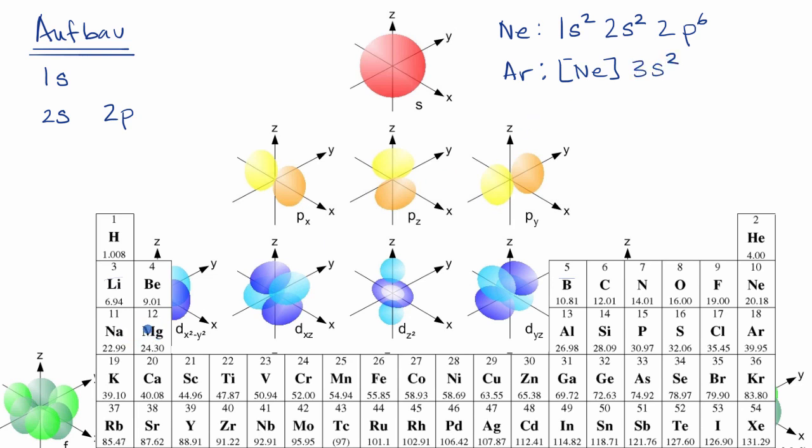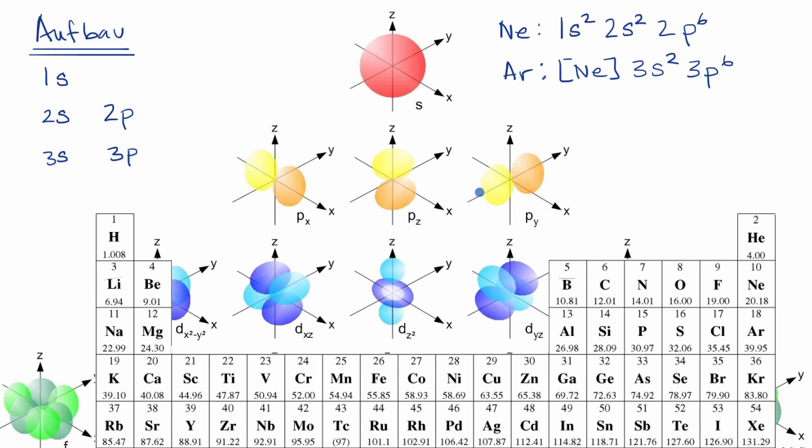3s2. And then to get to 18 electrons, we're at 12 right now, we're going to have 6 more that are going to be in the 3p subshell. So 3p6. So on this diagram over here, we went from 2s to 2p to fill up neon. And then as we went to argon, we go to 3s to 3p.